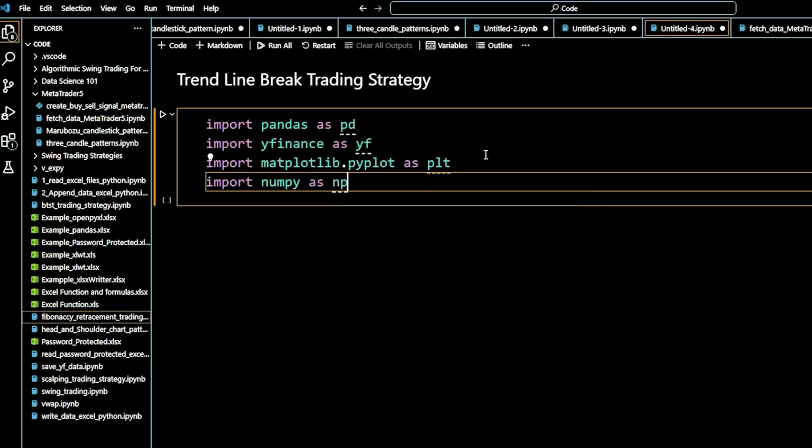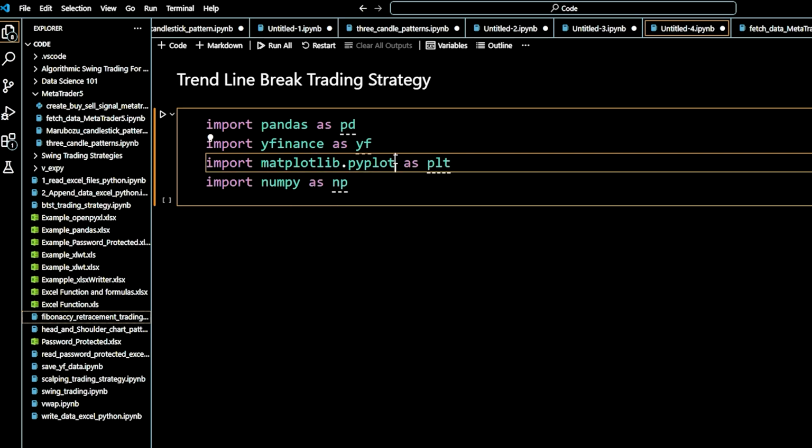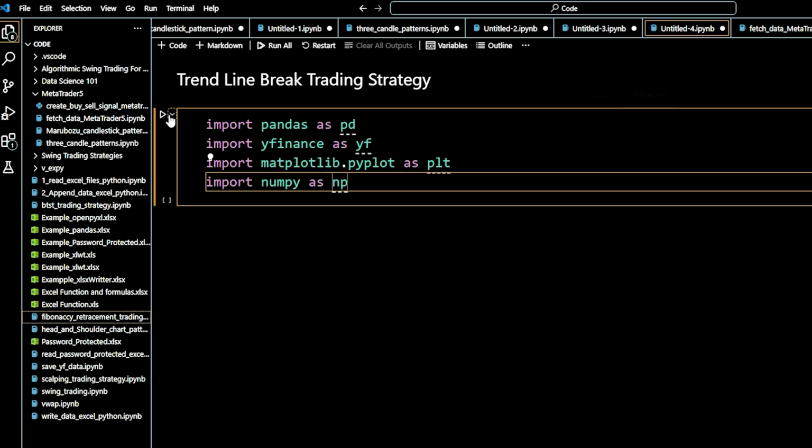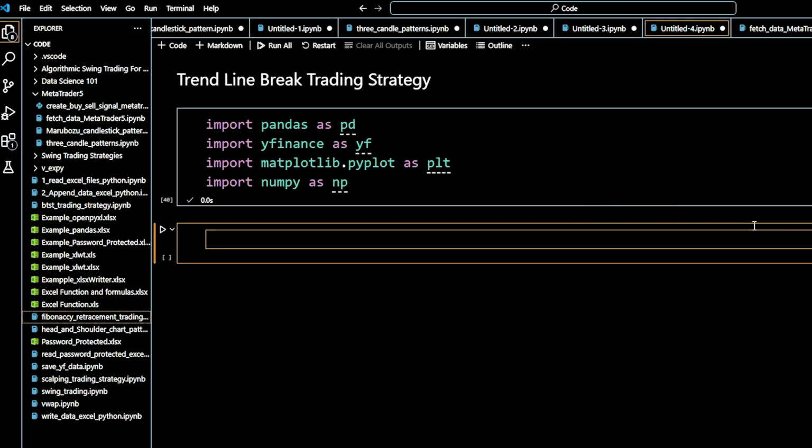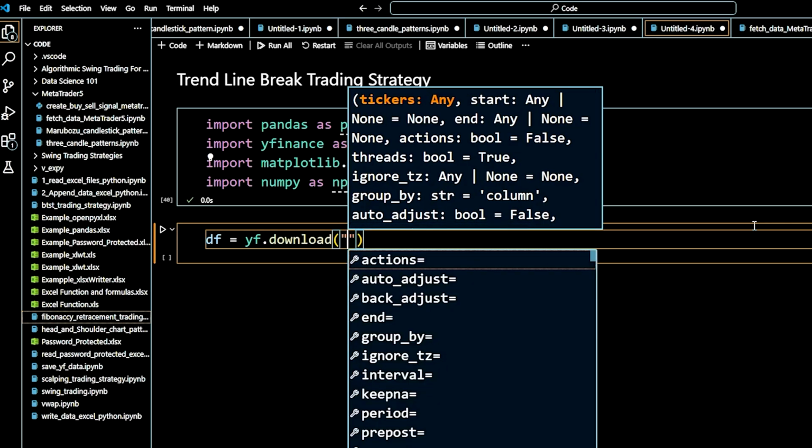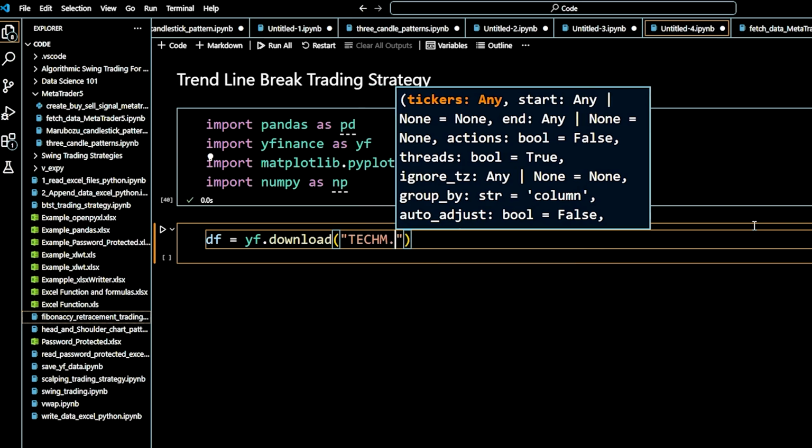So why do we give the alias name? It is just to make sure that we don't call these libraries with the full name. Okay, now after that let's import the data. So let's say df is equal to yf.download, and then we'll say the ticker name is TECHM.NS.